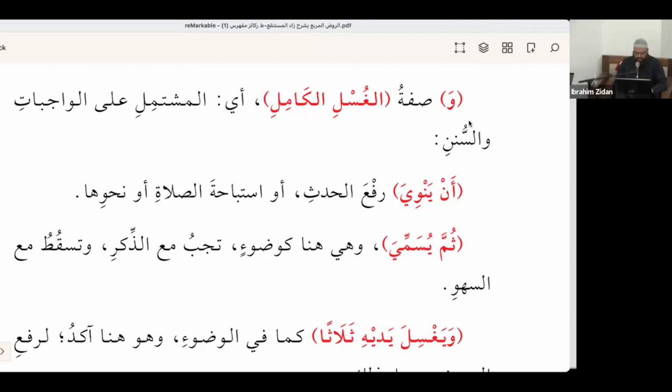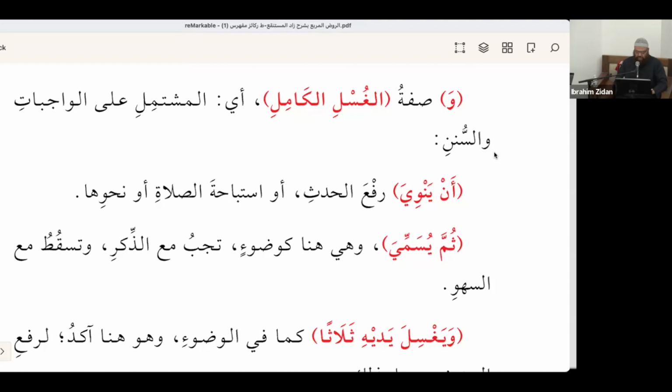We continue inshallah ta'ala with the fiqh with روض المربع, the شرح وزاد المستقنع, and we stopped at the statement وصفة الغسل الكامل, which is in page 153. Page 153, which is now going to talk about the details of making ghusl.